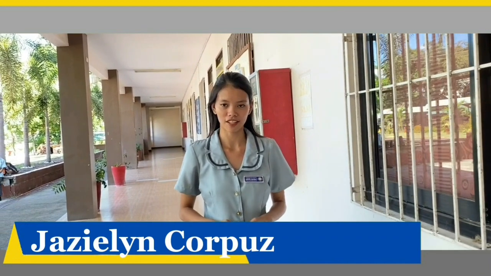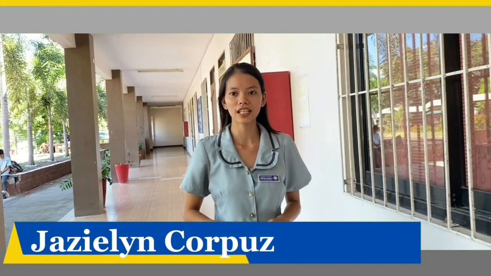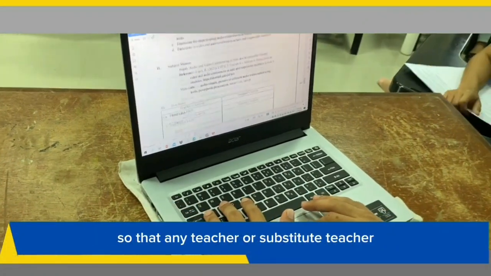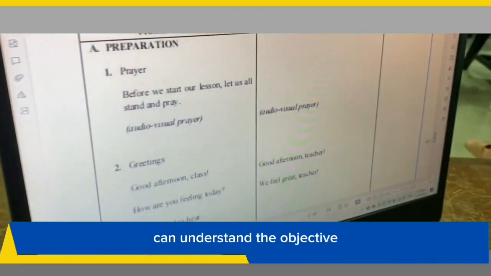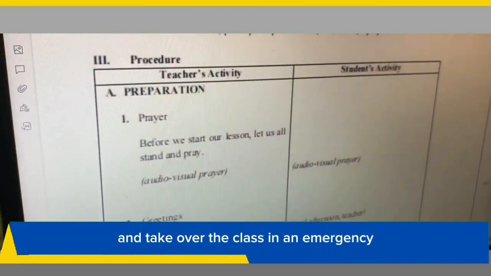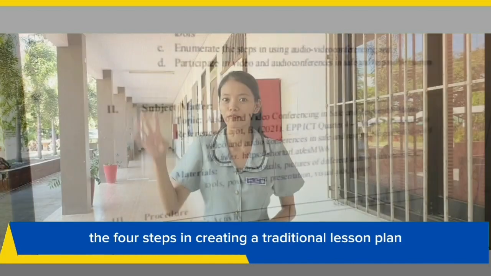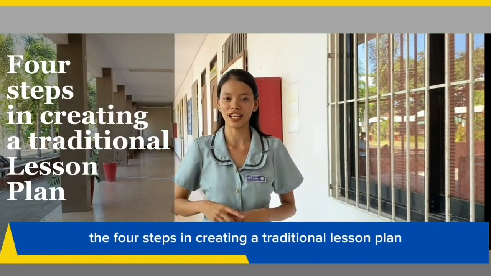A traditional lesson plan divides into sections and subsections that include specifics of the lesson and unit planning so that any teacher or substitute teacher can understand the objective and take over the class in an emergency. There are 4 steps in creating a traditional lesson plan.